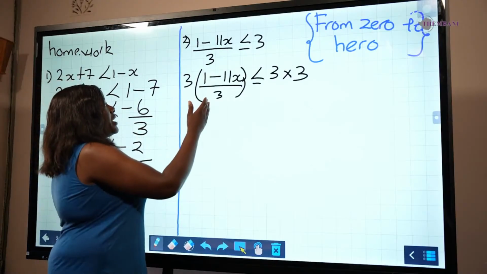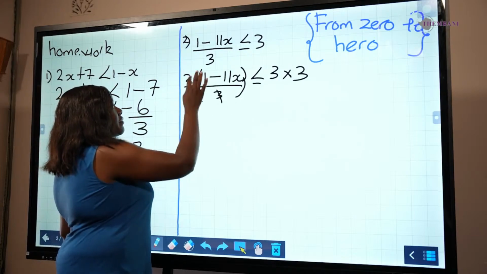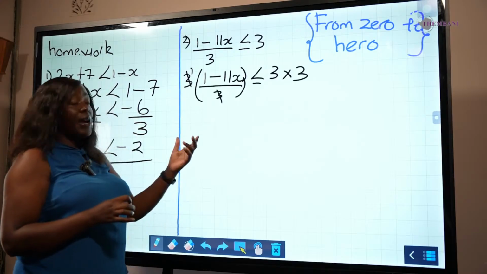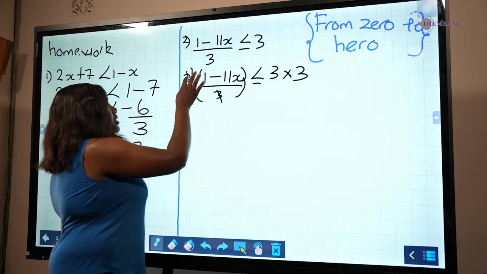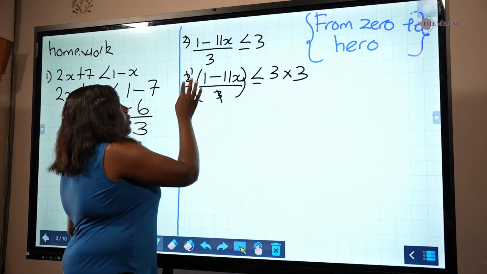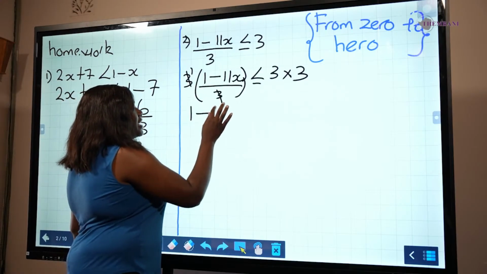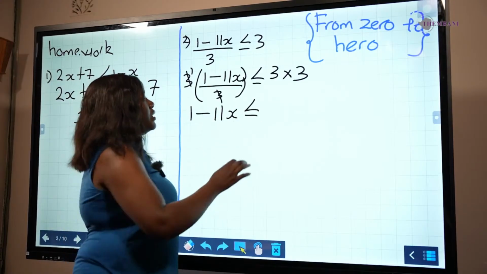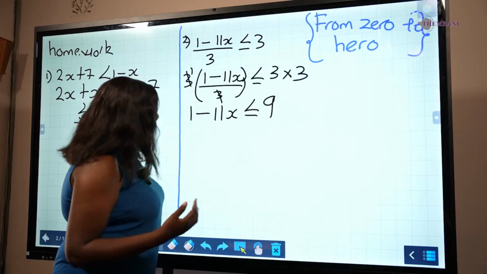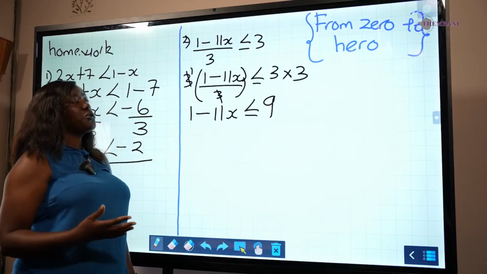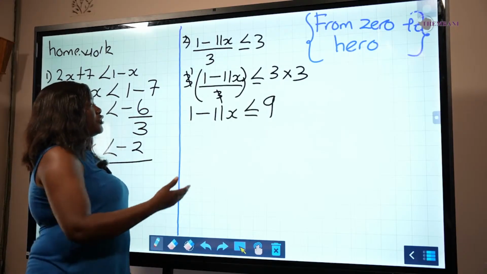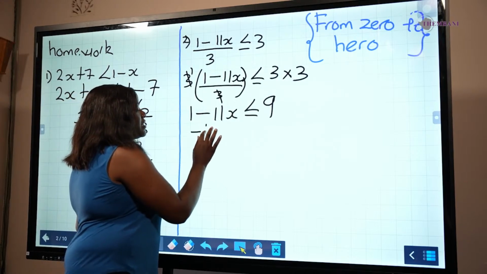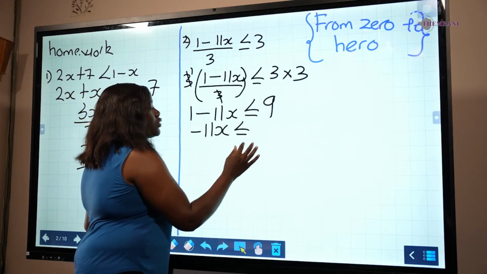So from there, we divide this 3 into that 3. We'll get 1. And that 1 is going to multiply everything in that bracket. If we multiply 1 into everything in that bracket, we are going to say 1 multiplied by 1, we get 1. 1 multiplied by negative 11x, we get a negative 11x. And it is less than or equal to 3 multiplied by 3 will give us a 9. Then we do the same process again, where we are grouping like and unlike terms. We are going to move this 1 to that side. So this side we are going to remain with negative 11x less than or equal to 9.